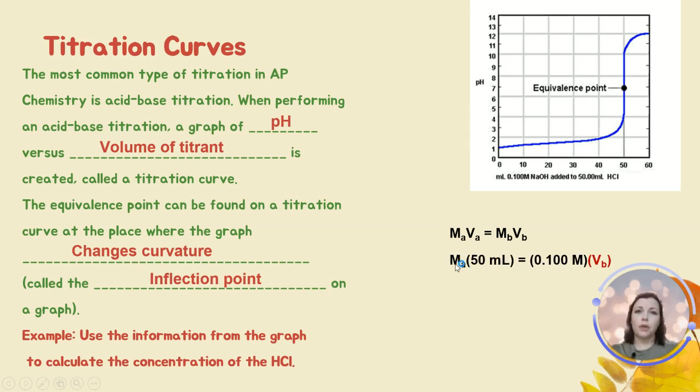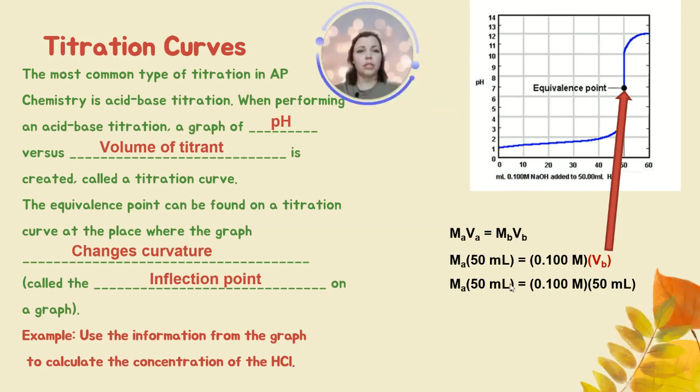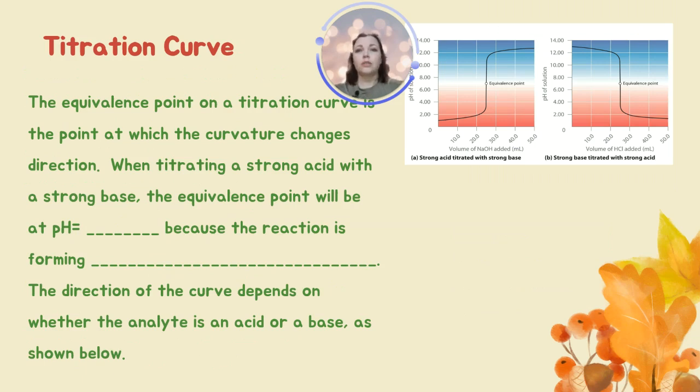So we don't know the molarity of our acid, but we know we have 50 milliliters of it. We know that the molarity of our base is 0.1 molar, and then we can get the volume of base from the equivalence point. So on this graph, there it is. And so that volume is 50 milliliters. So we can plug that into the equation here and do that math. And we can see that in this case, the molarity of acid was equal to the molarity of base at 0.1 molar.